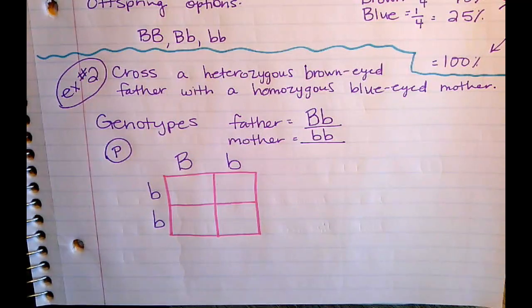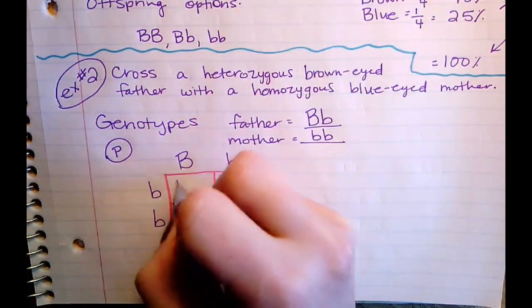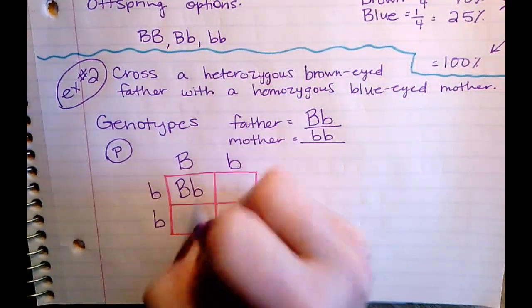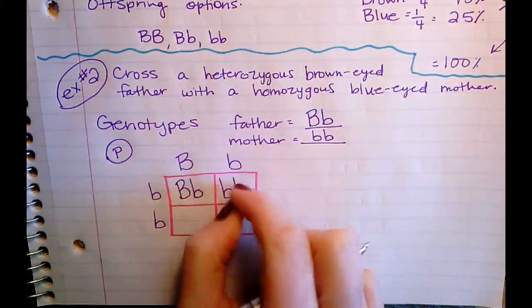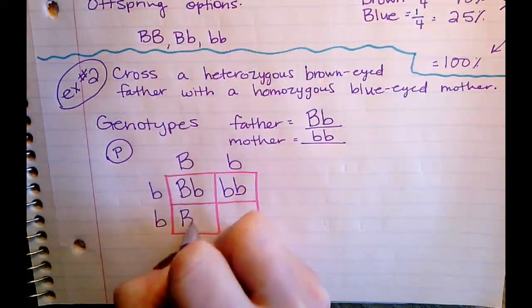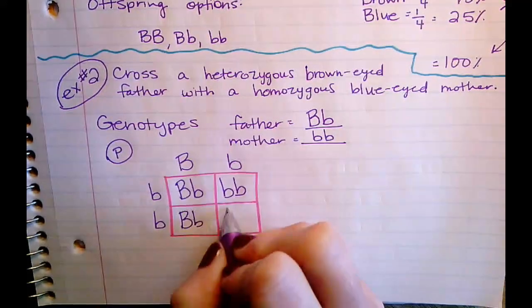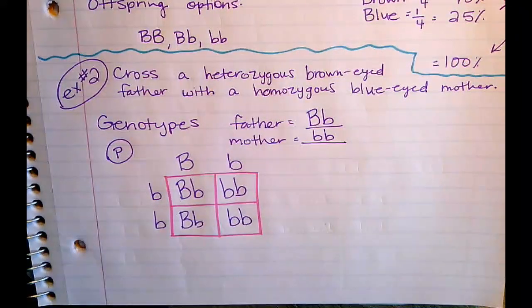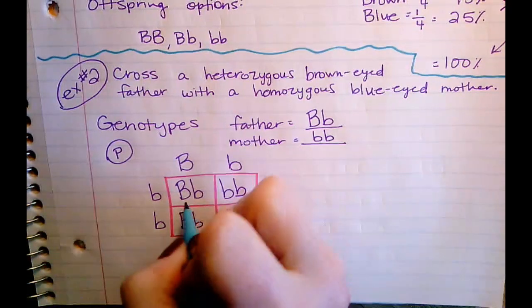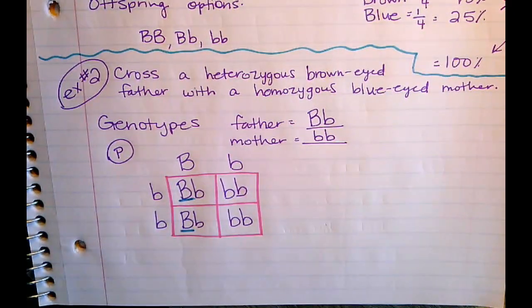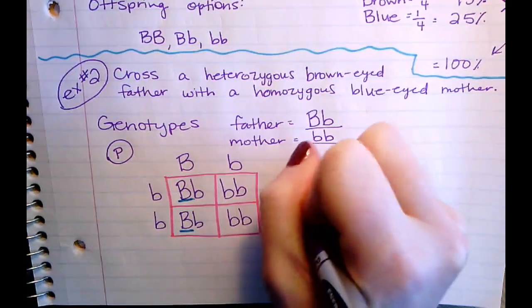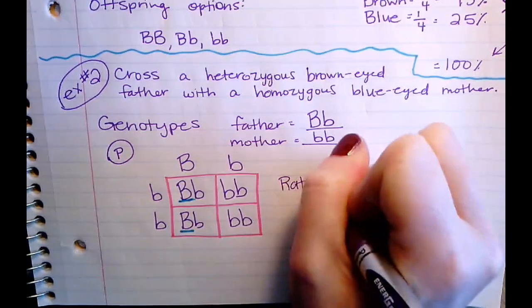Alright, so now that you guys have tried it, we would know that this is a big B, little b, little b, little b, because I pulled them over. This one would be big B, and then little b, little b. Now, I like to go through and just underline any that have a capital letter, because then I know that those are dominant. Okay, so what is our ratio?